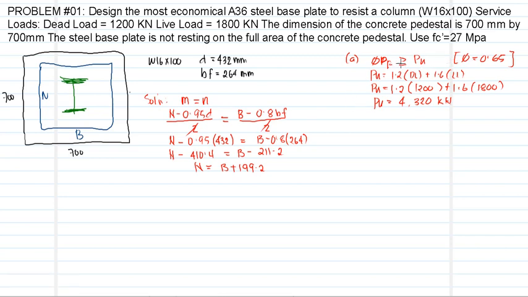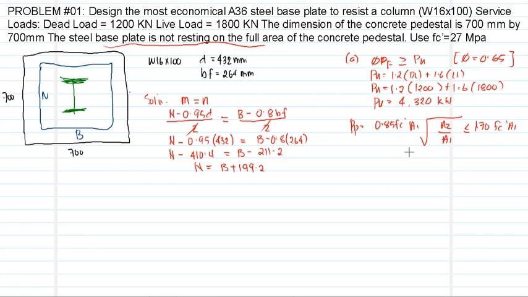So if we have now the value of phi, we also have now the value of Pu. Ano yung equation natin to solve for our nominal strength Pp? Sabi natin, steel base plate is not resting on the full area. So, yung ating Pp is equal to 0.85 fc' A1 times the square root of A2 over A1. And this should be less than or equal to 1.70 fc' A1. So this equation should be less than 1.70 fc' A1.